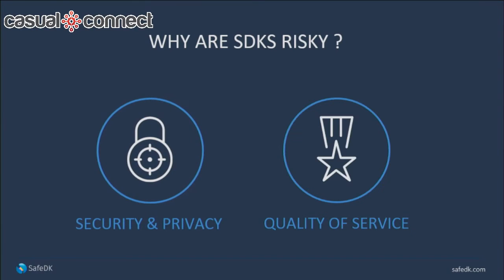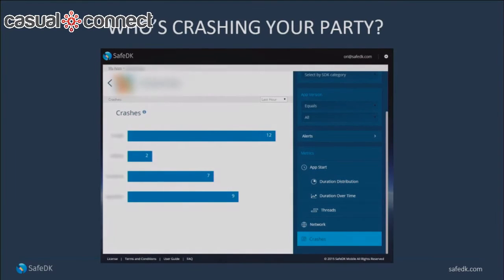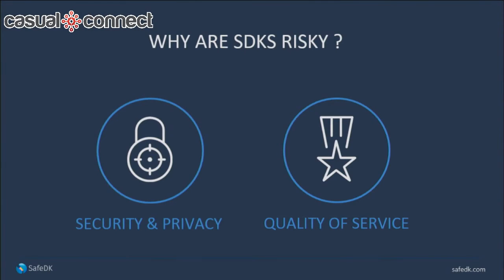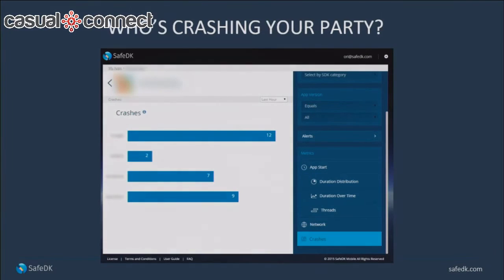So we've talked about security and privacy. Let's now talk about the other domain of risk, which is the quality of service. SDKs, after all, are code. Code can have bugs, and SDKs can crash your application, for example. Here you can see a real screenshot from the SafeDK dashboard, where a real app crashed in 1 hour, caused by 4 SDKs. It's not the application code, it's the SDK code that crashed the app more than 20 times in an hour.